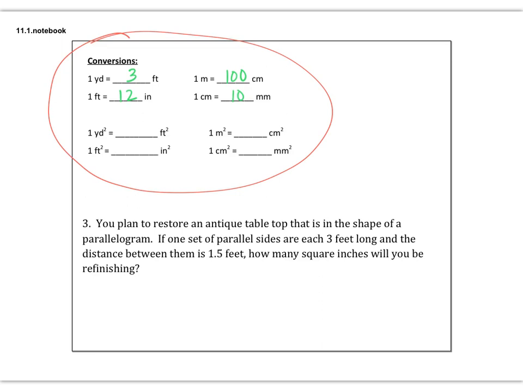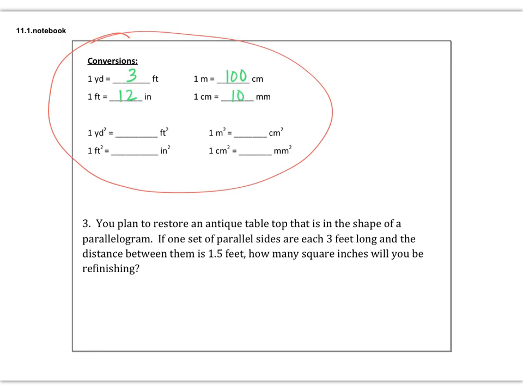So check it out. 1 yard is the same as 3 feet. 1 foot is the same as 12 inches. Hopefully you got those. 1 meter is 100 centimeters. And 1 centimeter is 10 millimeters.